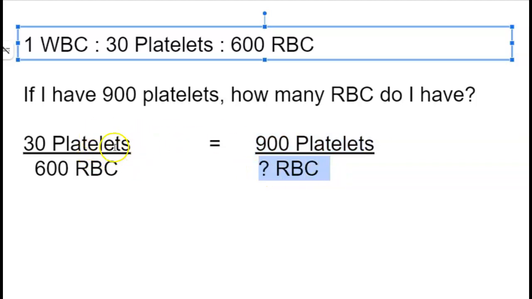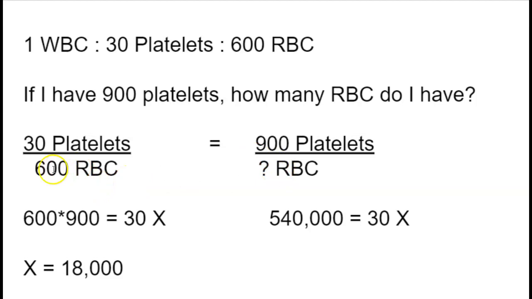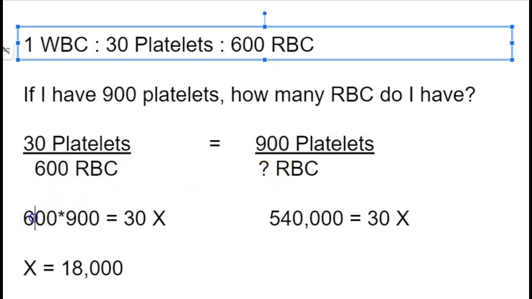Again, when you set this up, you want to make sure platelets are across from platelets and red blood cells are across from red blood cells. So I can cross multiply here. When I cross multiply, I get 600 times 900. So that's what I wrote on one side. On the other side, I have 30 and then a question mark, which we'll use x for, so 30x. Then I'm just going to solve for x. 540,000 equals 30x. So to get x on its own, I can divide each side by 30. So 18,000 red blood cells is our answer. So that's how that ratio works.